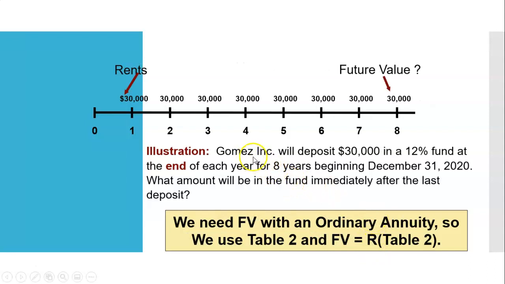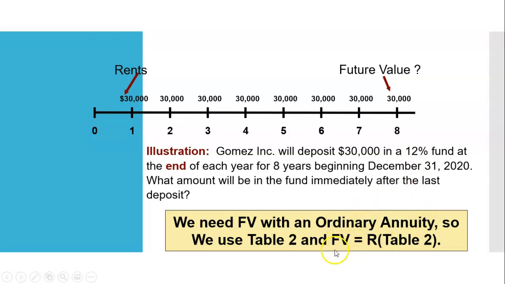Here's another example. Gomez Inc. will deposit $30,000 in a 12% fund at the end of each year for 8 years, beginning December 31st, 2020. What amount will be in the fund immediately after the last deposit? So once again, they want to know how much will there be in the future. So our future value is a question mark. Our rents are $30,000 each period. We have 8 periods, and we have interest at 12%.